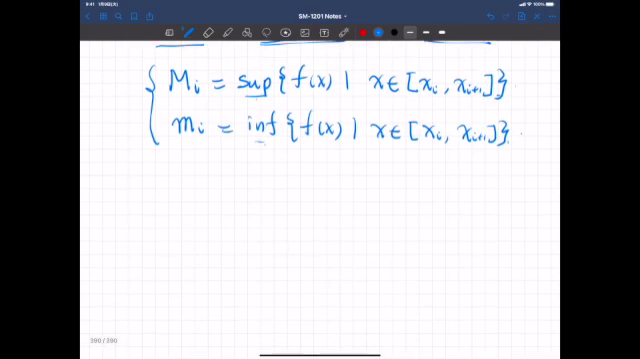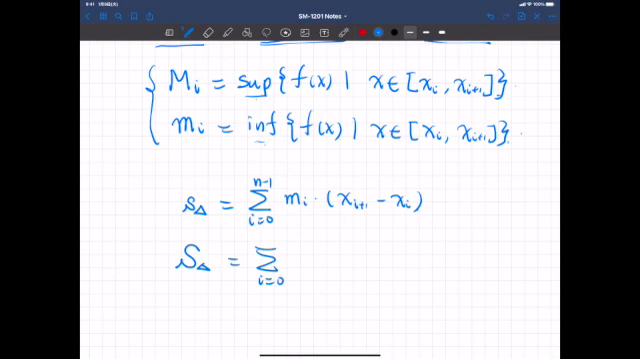Then furthermore, we define the following quantities. Lowercase s delta. This delta signifies the partition of the interval between a and b. So this is defined as the summation from 0 to n minus 1 of these infimums times the length of the subinterval. And capital S delta is defined in a similar manner, but we use this capital M. So that is supremum times the length of the subinterval.